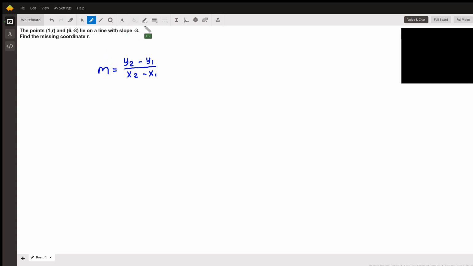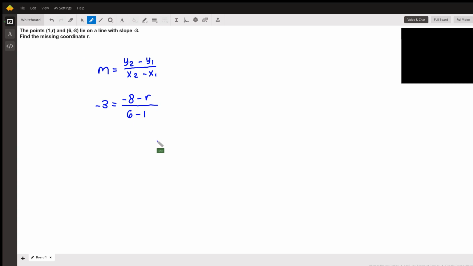So when we do that, we're going to get m, which is -3. Remember that the variable m is used to represent slope. So we have -3 equals y2 minus y1. We take the second y minus the first y, which in this case is -8 minus r, over the second x minus the first x, which in this case is 6 minus 1.